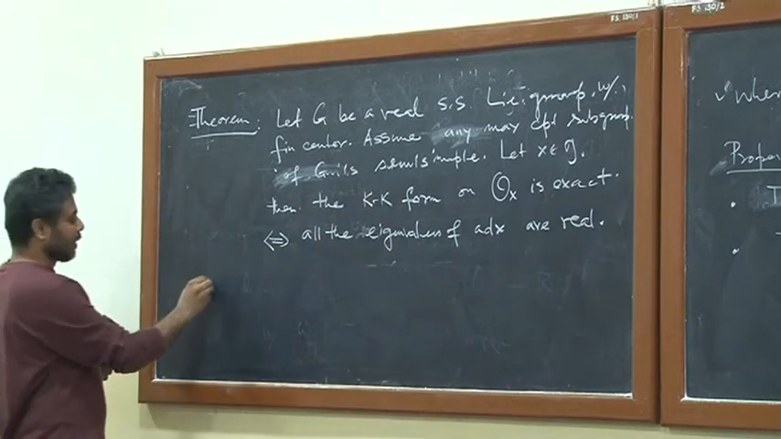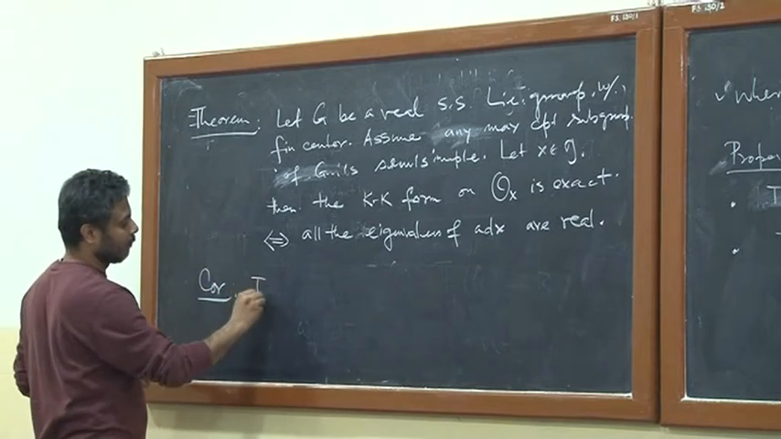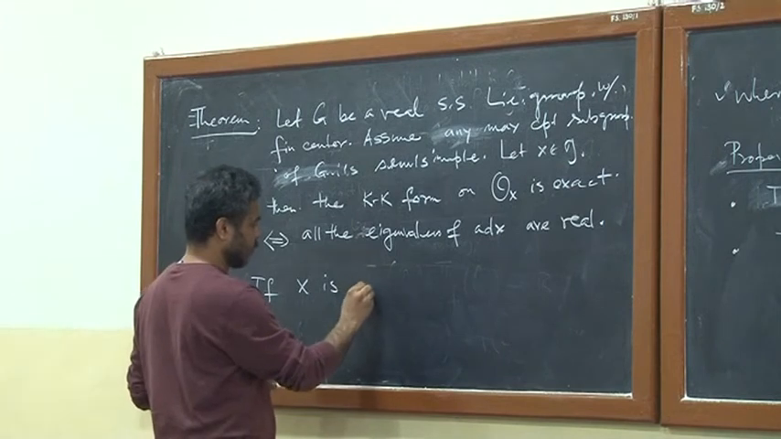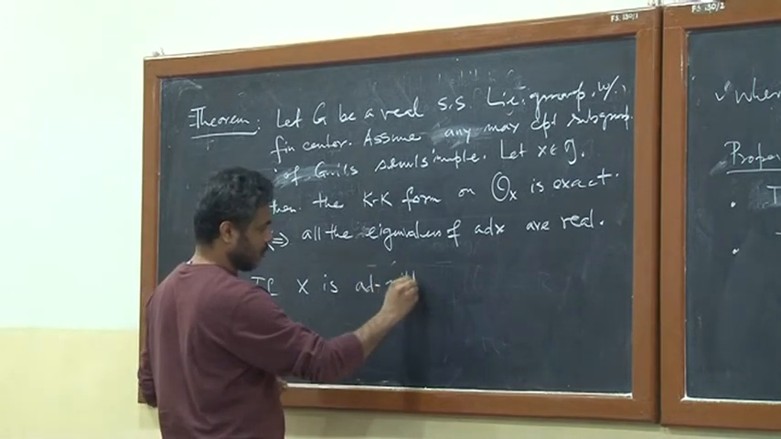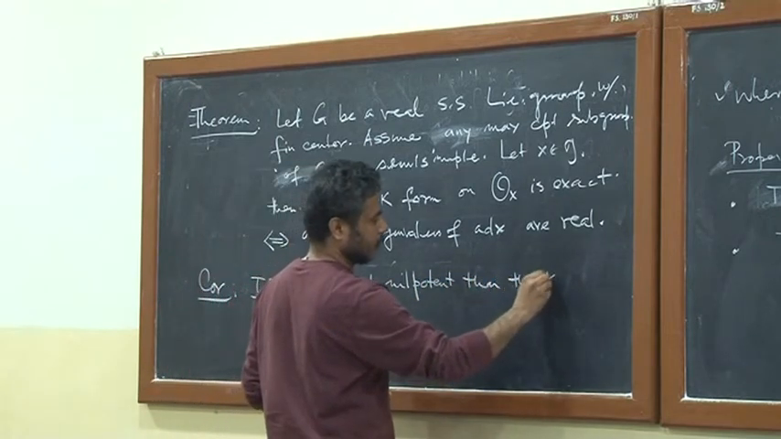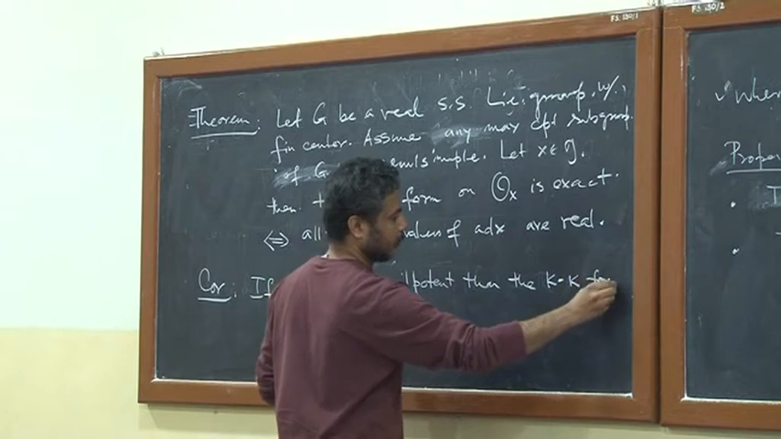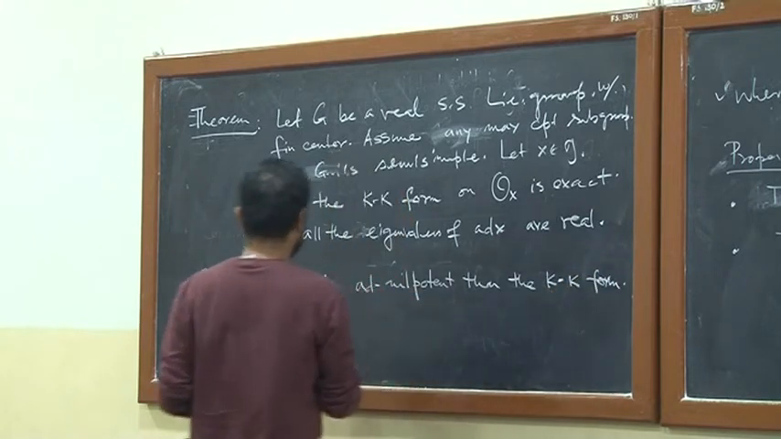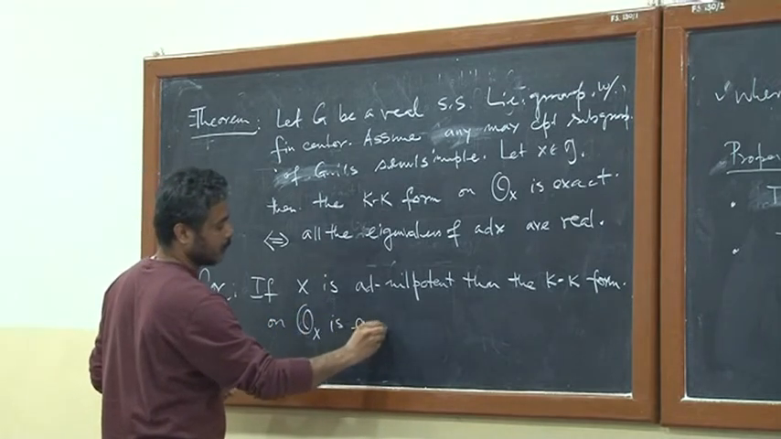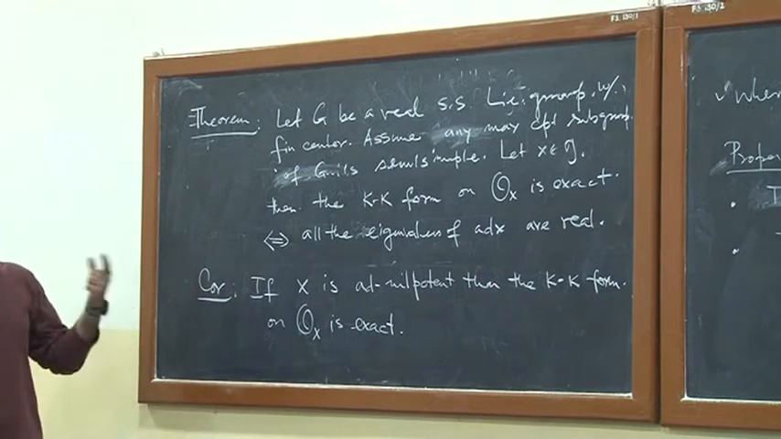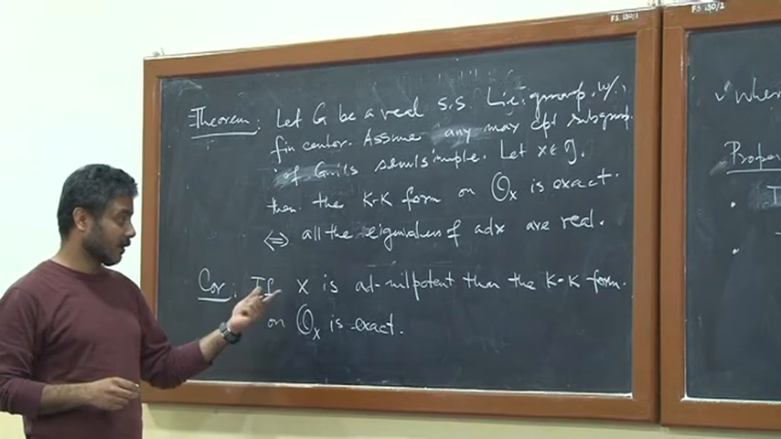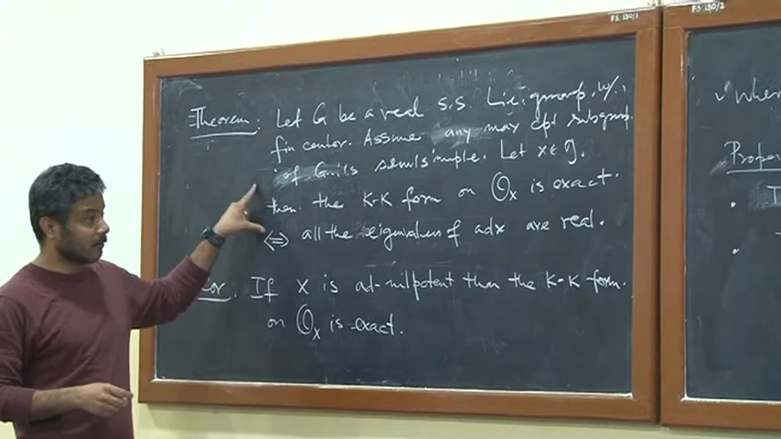So one immediate corollary is, if x is nilpotent, then this is a very special type of form. The Kirillov-Kostant form is a very special type of two form on O_X. This is exact on nilpotent orbits using this theorem.